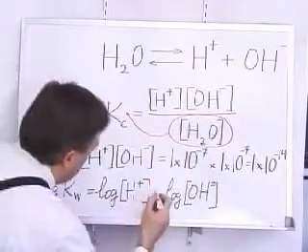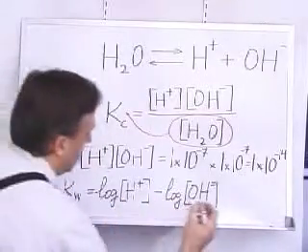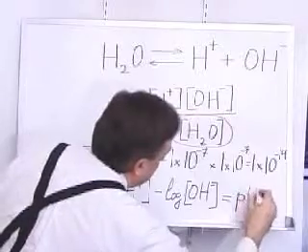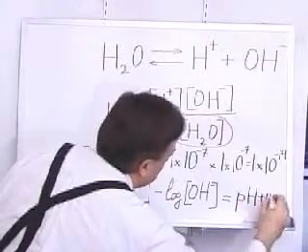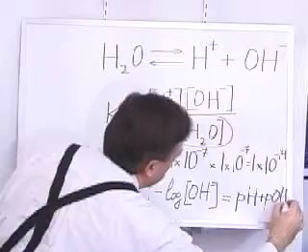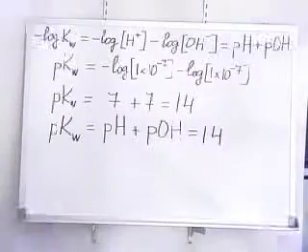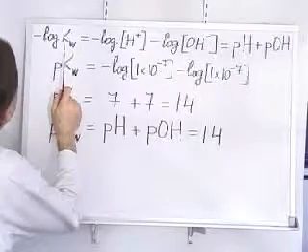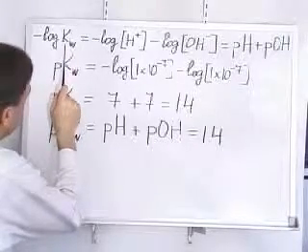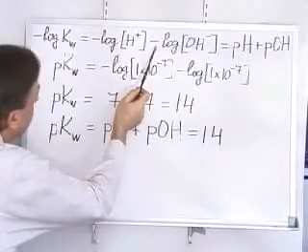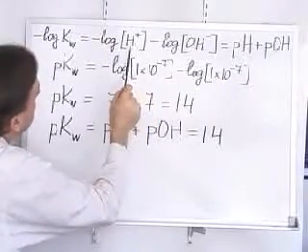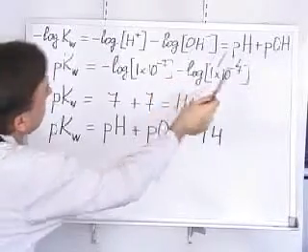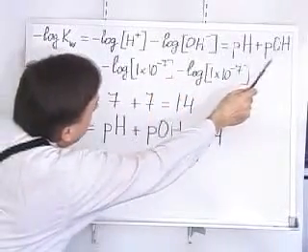Minus 1. And as we see, this gives us pH plus pOH. You can see again the expression for the negative logarithm of the ionic product of water, which is the sum of the negative logarithms of the molarities of protons and hydroxide ions. In other words, the sum of pH and pOH.